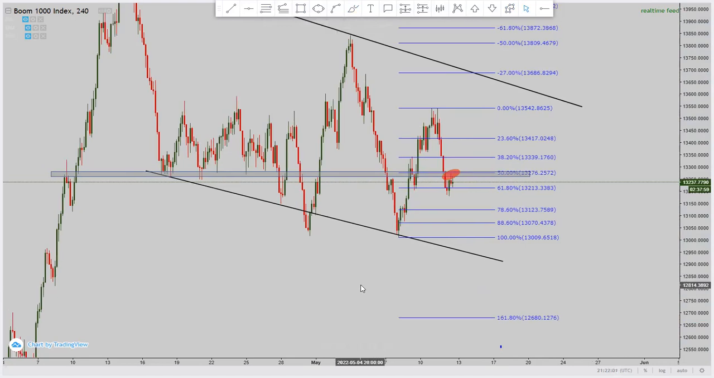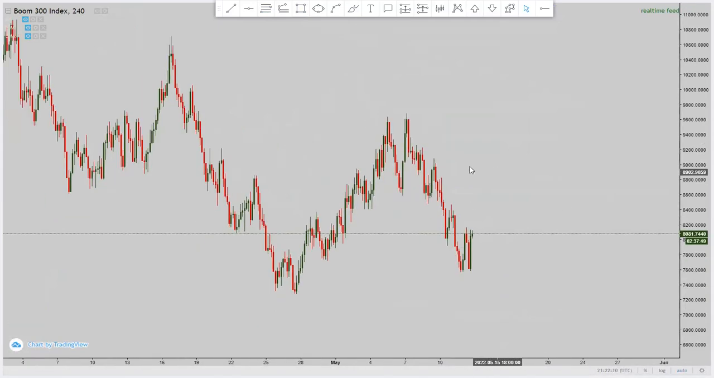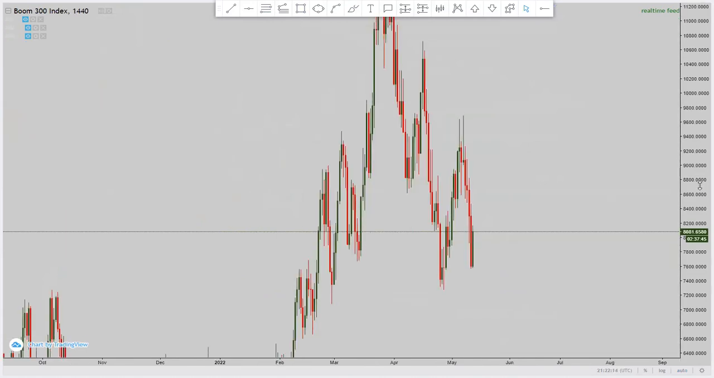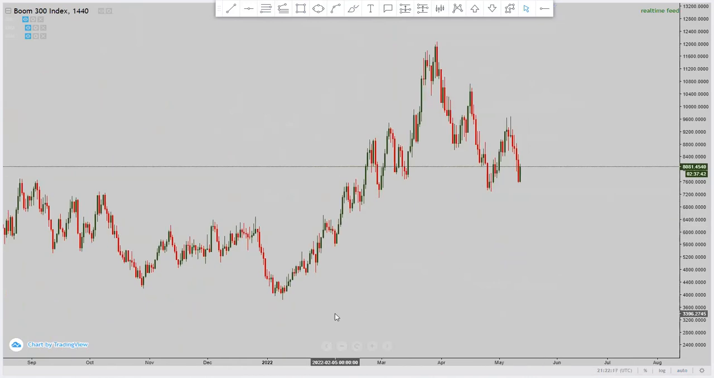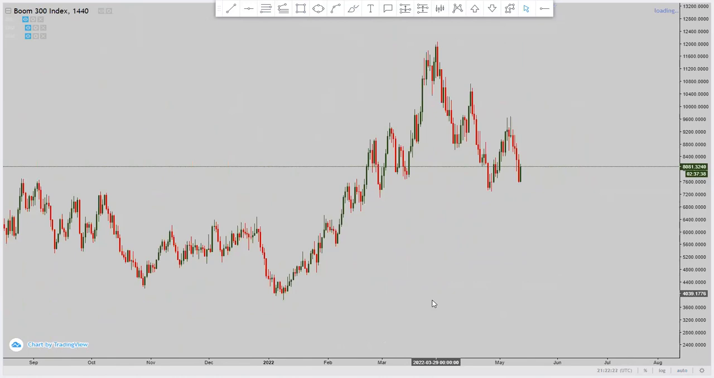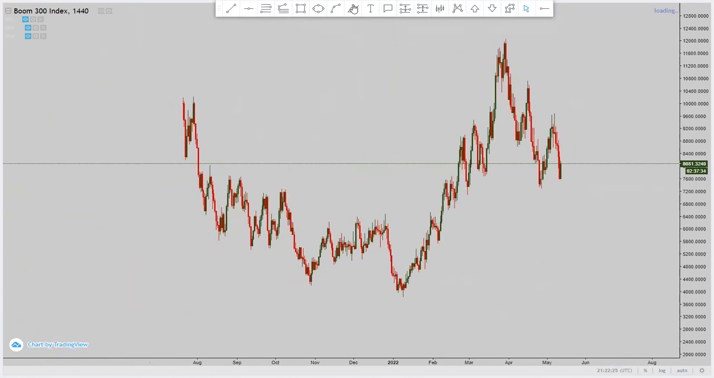So let's move on now to boom 300. Boom 300 is also another instrument that is very good to trade, because it's also a new synthetic index that was added to the crew. So if you check our boom 300, we had this major push to the upside.